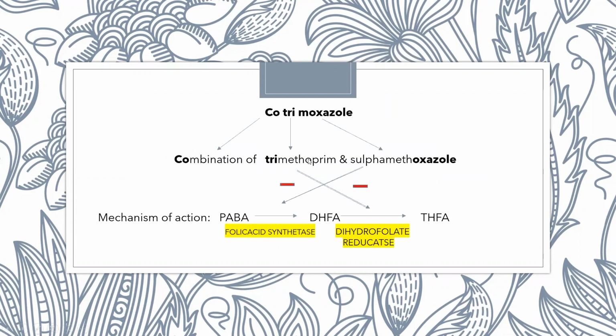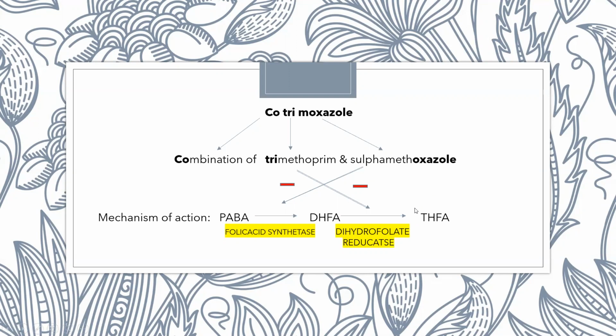Coming to cotrimoxazole, it is a combination of two drugs, that is trimethoprim and sulfamethoxazole. Coming to its mechanism of action, basically these two drugs inhibit two enzymes, that is folic acid synthetase and dihydrofolate reductase. In normal circumstances, the bacterial cell or any cell for that sake uses PABA, that is para-aminobenzoic acid, and then converts this particular substance into dihydrofolic acid using an enzyme called folic acid synthetase. Then this DHFA gets converted into tetrahydrofolic acid in the presence of an enzyme called dihydrofolate reductase.